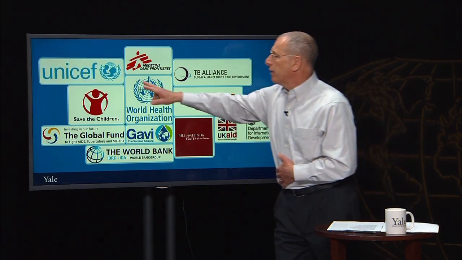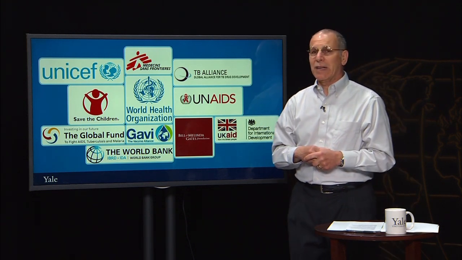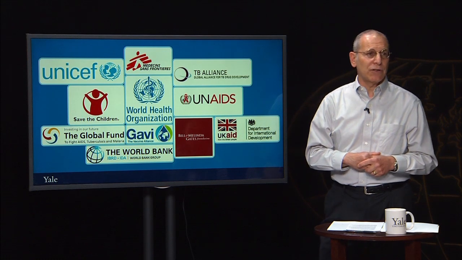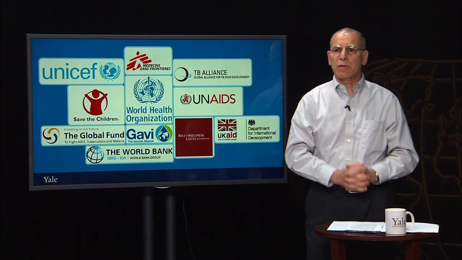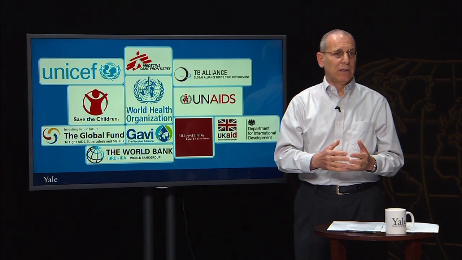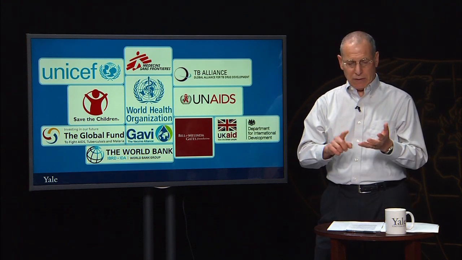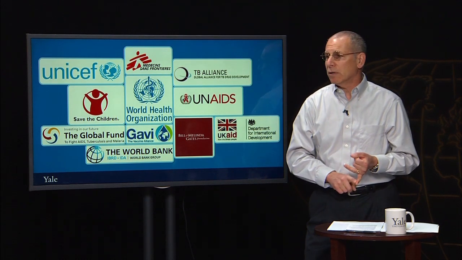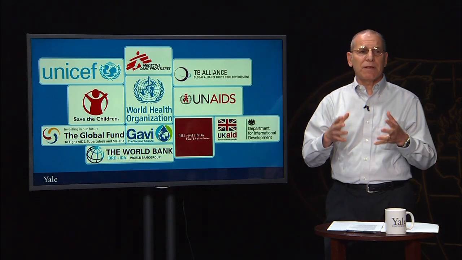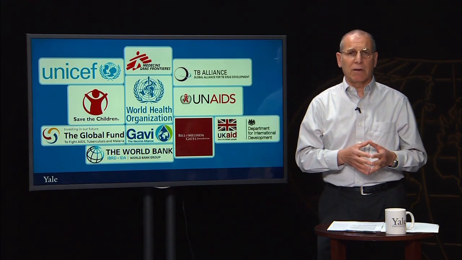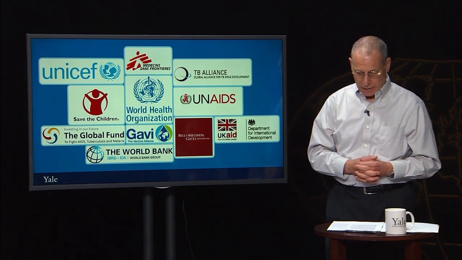UNICEF is a specialized agency of the United Nations system. UNICEF, whose original name was United Nations International Children's Emergency Fund, is that part of the UN system which is responsible for the health and well-being of children throughout the world. UNICEF engages in policy work, research work, in advocacy work, but UNICEF is also an important financier of investments in improving the health of children and their families in a wide range of countries.